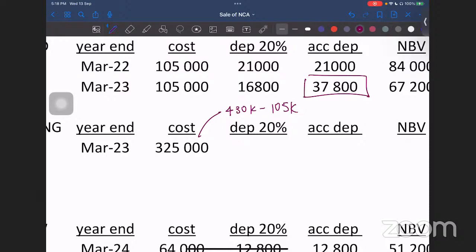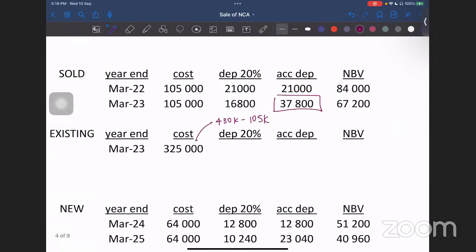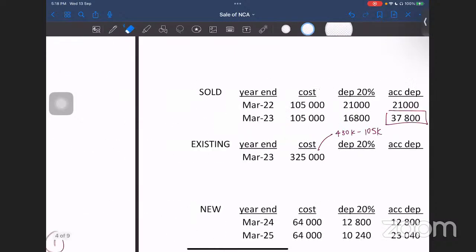And then the year end is March 2023, which is the same logic. Last year ending, this year beginning. So I begin on 1st April 2023. So when was the last day of the last year? Isn't it just the day before? So March 2023.